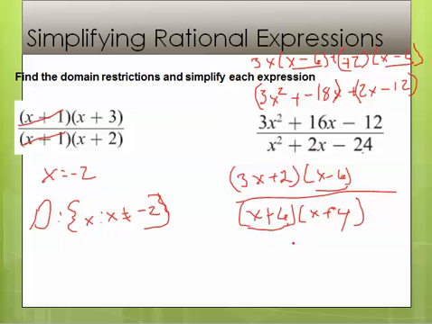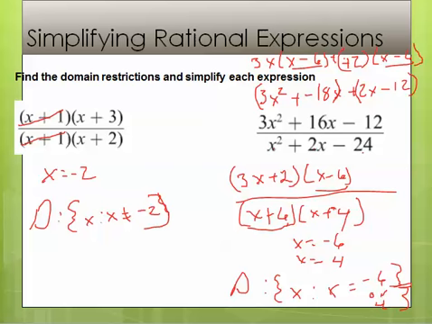So what am I looking for as my domain? x equals negative 6, and x equals positive 4. So my domain would be all values of x such that x not equal to negative 6 or positive 4. Okay? Little brackets there didn't do very good.